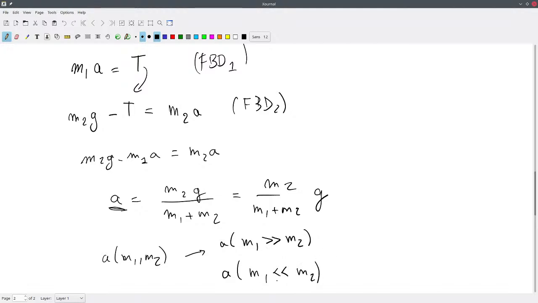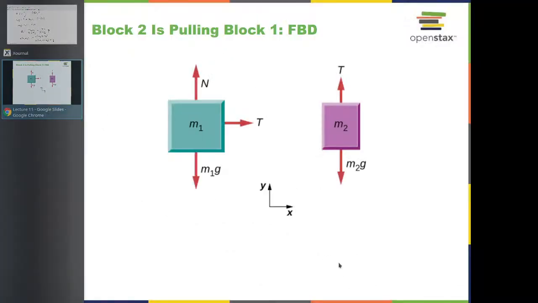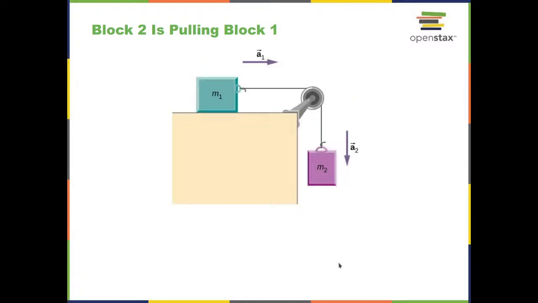If m1 is much less than m2, then m1 is much smaller than m2 in the denominator, so a will be approximately equal to g. Well, if we go back to the situation here, if m1 is much less than m2, then m2 will just fall down as if there's nothing keeping it back. There's not going to be any tension in this rope.